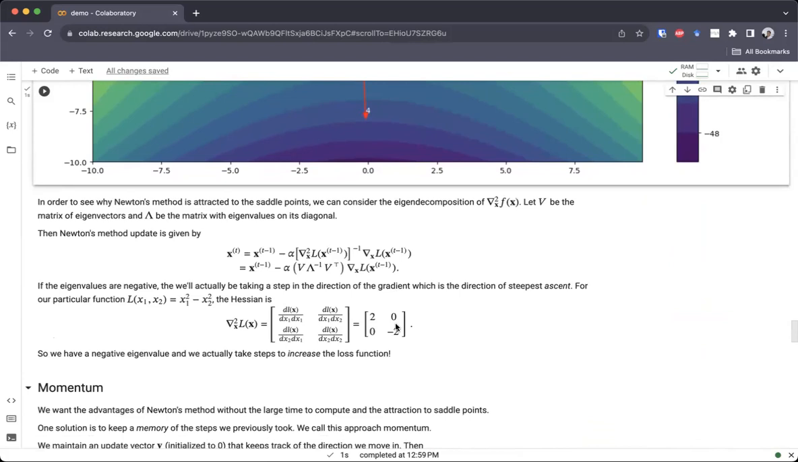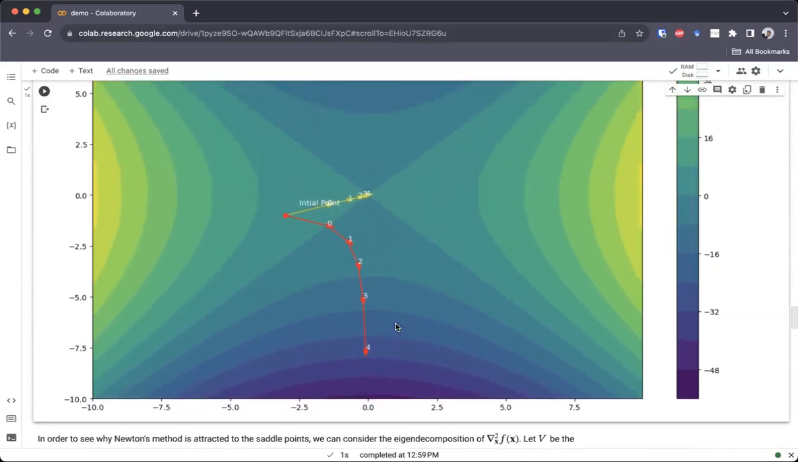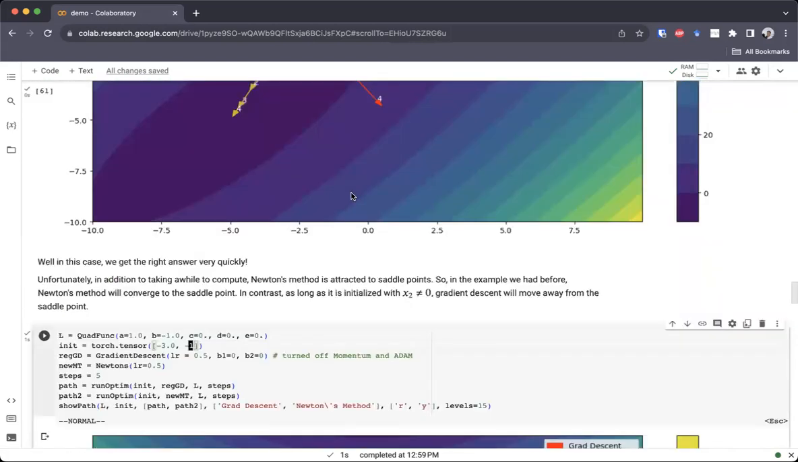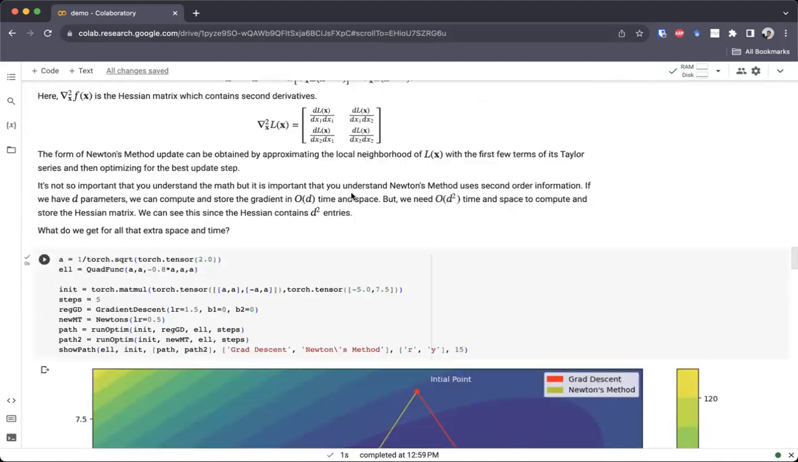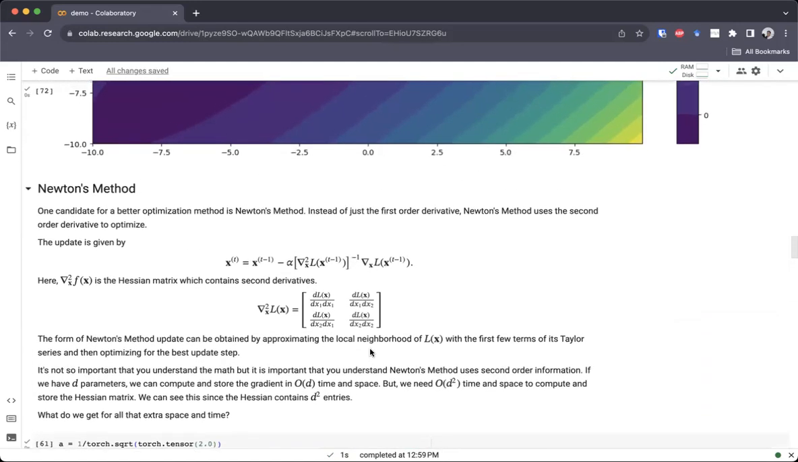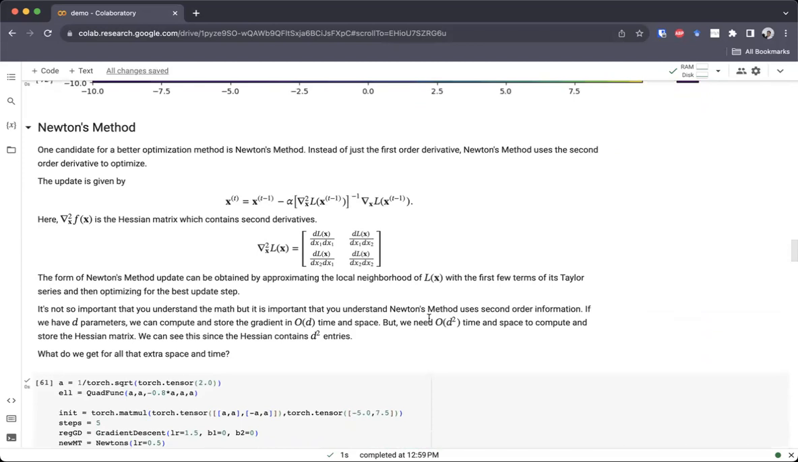Okay, so we've established two problems with Newton's method. One is that it's attracted to saddle points, and the other is that it's very time consuming and difficult to compute because we need order d squared time and space instead of order d.